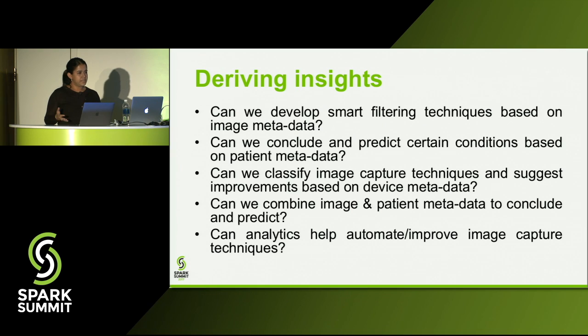Or can we conclude and predict certain conditions based on patient metadata? So patient metadata, again, is patient health records or cholesterol numbers, sugar numbers. So maybe run some sort of analytics that can tell me that maybe men in this age category are likely to have a risk, or maybe they're likely to have a symptom, or so on and so forth. Can we classify image capture techniques and suggest improvements based on device metadata? So maybe some devices were not functioning too well, so we realized some images were not really giving us the good clarity that we needed. And maybe can we have a model or an algorithm that can study this and understand what is it that's causing deterioration in image quality?